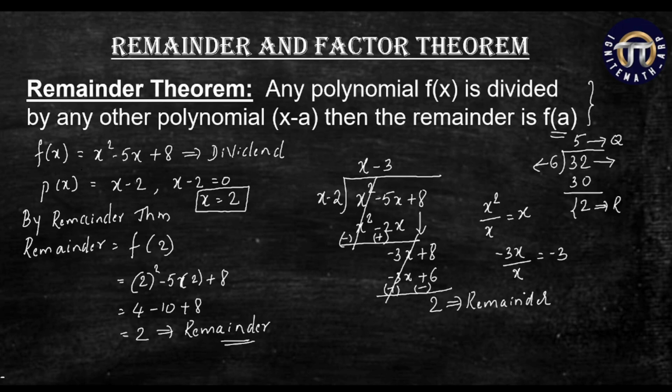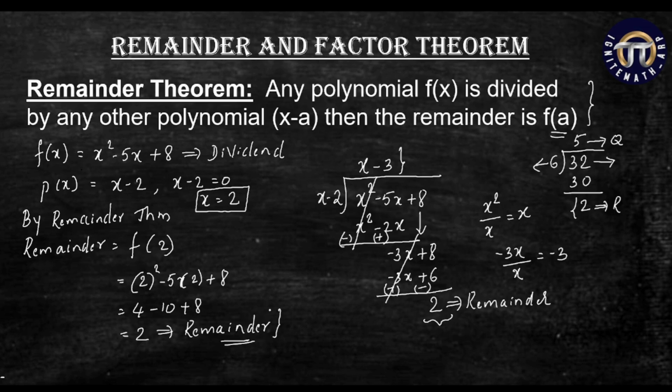The remainder whatever I have obtained by the remainder theorem and the remainder whatever I have obtained by the long division method, they both are same. But the thing is, in the remainder theorem, we never get to know what is the quotient, right? So we get to know the quotient in the long division method, obviously, but in the remainder theorem, we never get to know what is the quotient, right?